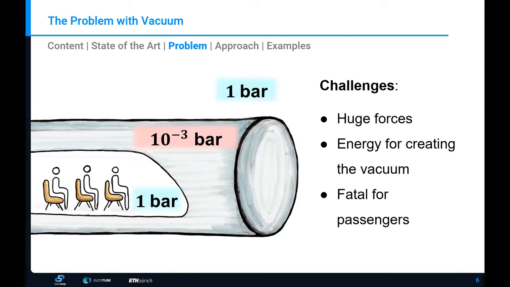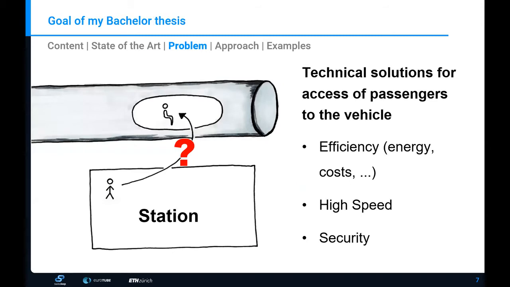The question is therefore, how can the passenger come from the station into the tube and into the vehicle? I searched for a technical solution which is efficient in terms of energy, costs, and so on, and also high speed. Of course, it also should be secure.